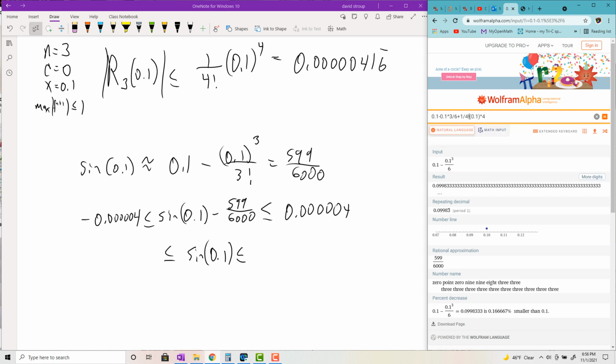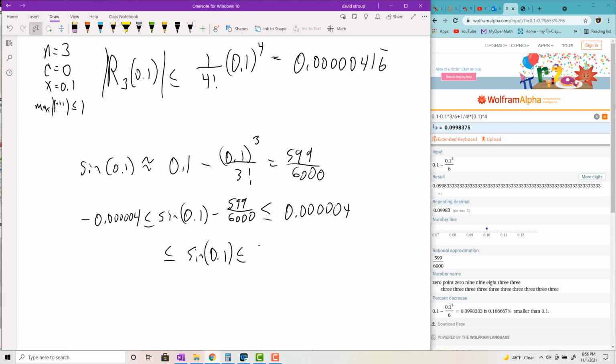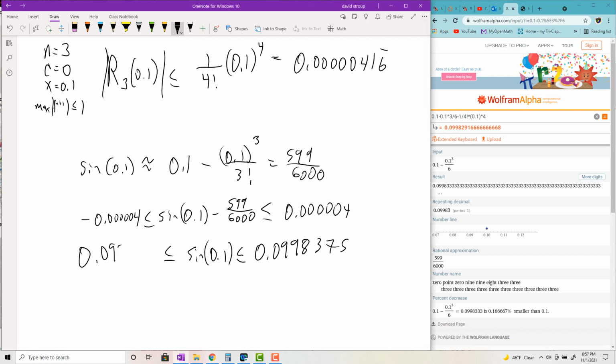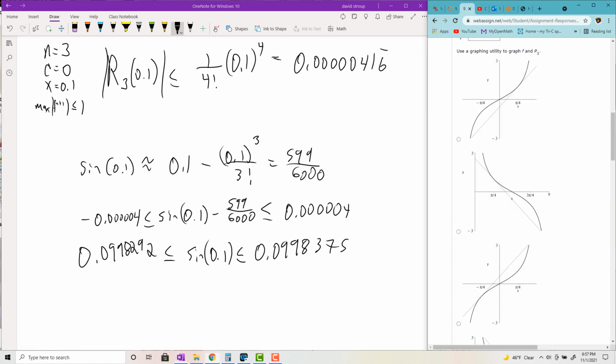Let's make sure it's happy about this. On the top, we're thinking 0.099835, and then on the bottom, we're subtracting that, right? So it'd be minus. On the bottom, I'm getting 0.099829, I guess. Okay, so let's see what the book says.